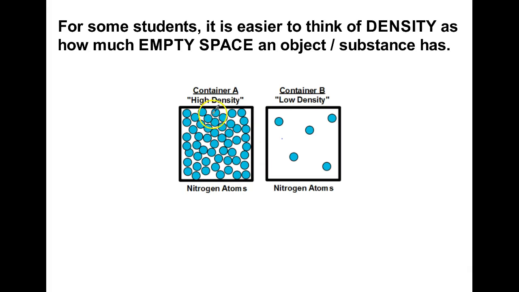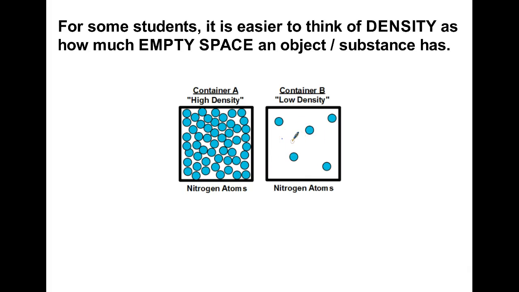If we look at these two containers, container A and container B, we can see that container A is shown as having high density. As we look inside this container full of nitrogen atoms, we can see that there are a lot of atoms in there. There's a lot of matter in there, and as a result, inside the container, there's very little empty space. But when we look at container B, which is shown as low density, container B just has a few atoms in there, and it has a lot of empty space.